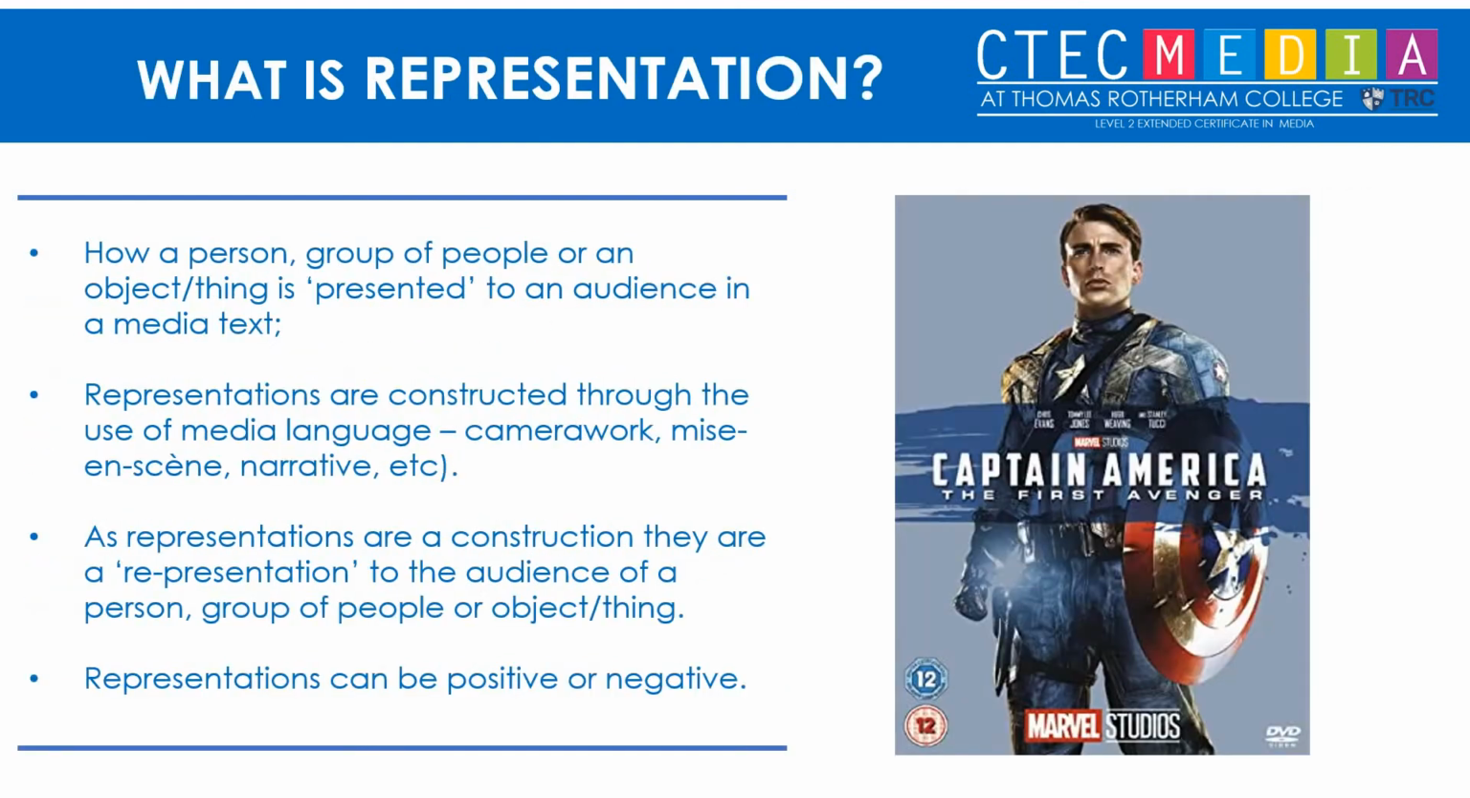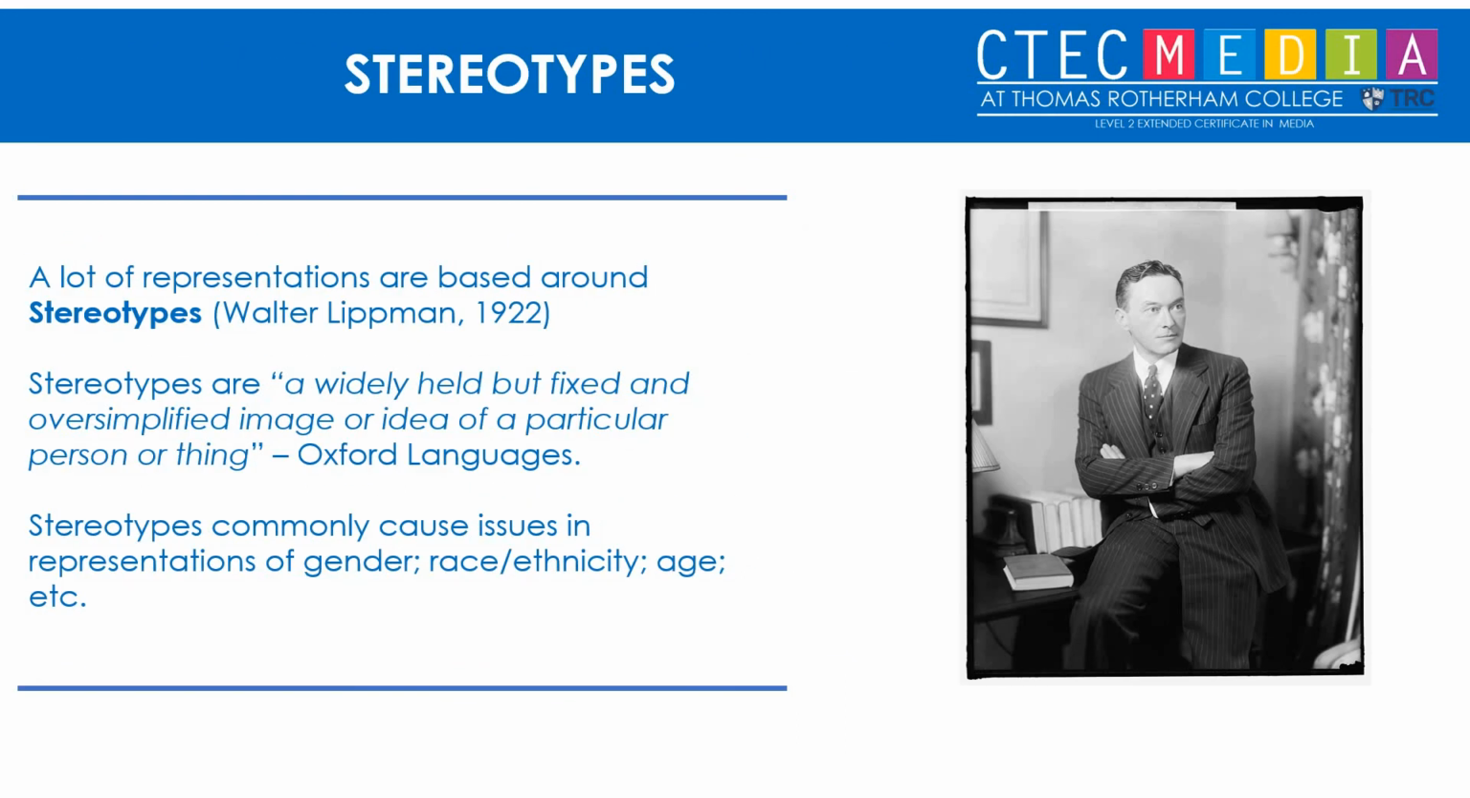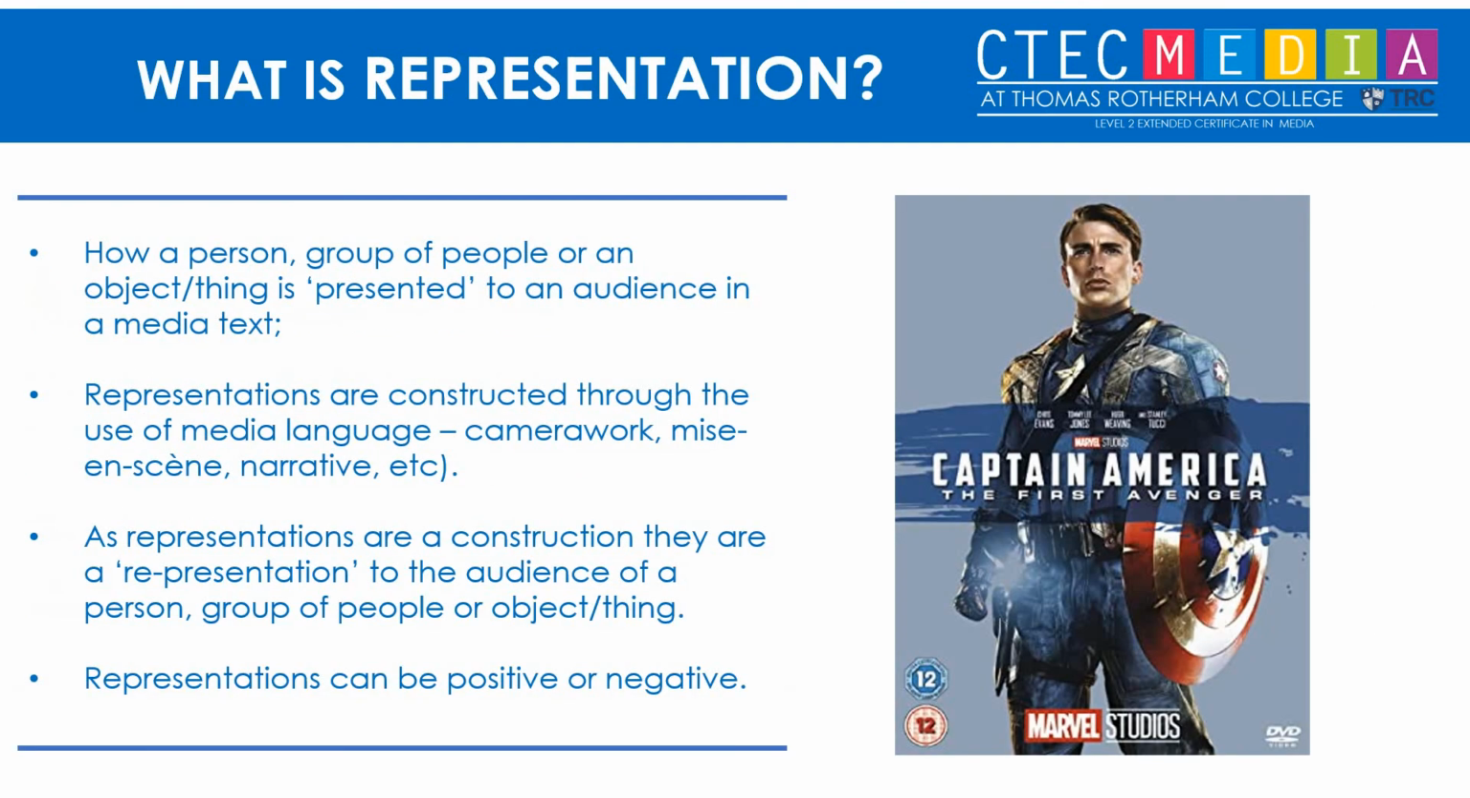So just as a quick recap, representation: how is someone or a group of people presented to an audience? Is it positive? Is it negative? But more importantly, how has that representation been created? How has the filmmaker made audiences think this way about a certain character or a certain group of people? We are going to focus a lot on gender, but representations can be applied to lots of different things. It could be gender, race and ethnicity, age, etc. There's lots of different areas of representation to focus on.